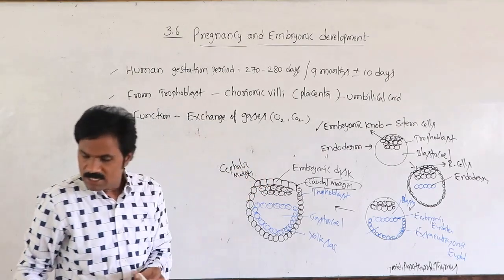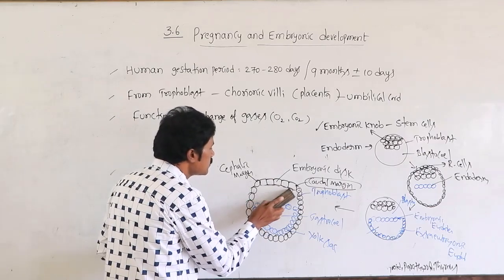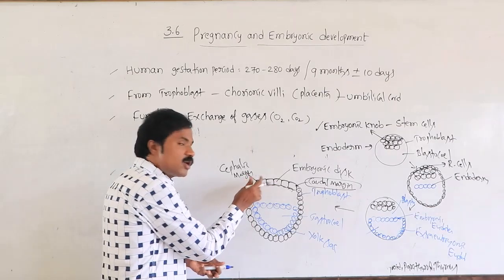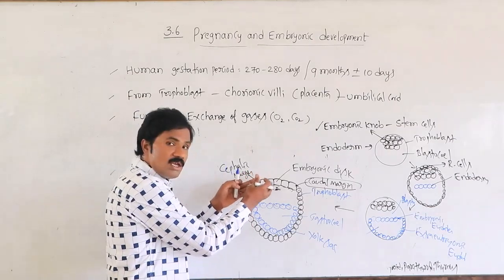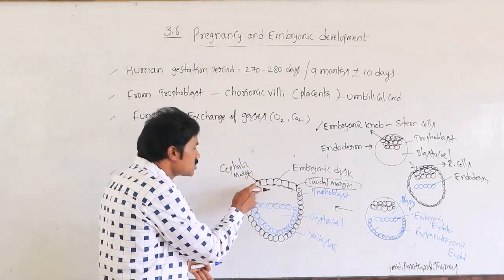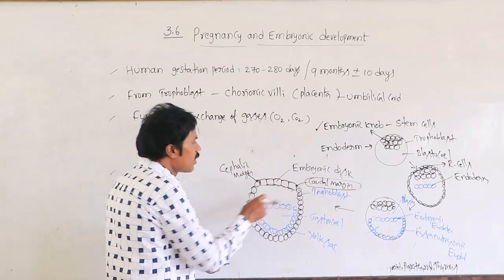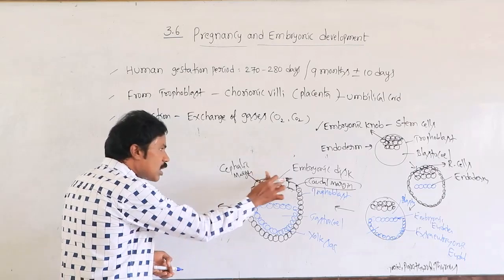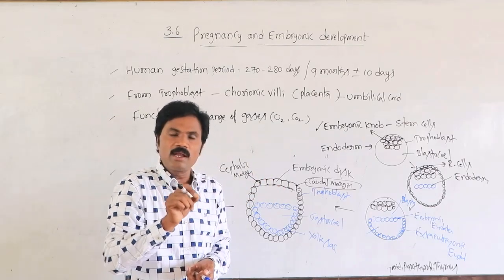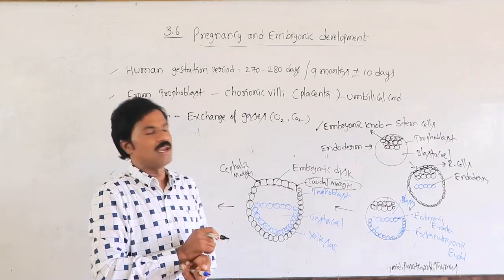It forms into the cephalic margin. Cephalic means related to the head part. Originally, it modifies its formation into a head-like structure of the embryo. This is the tail part of the embryo, the caudal part. Here, the caudal margin of the embryonic disc proliferates and divides, leading to the formation of the mesodermal layer.